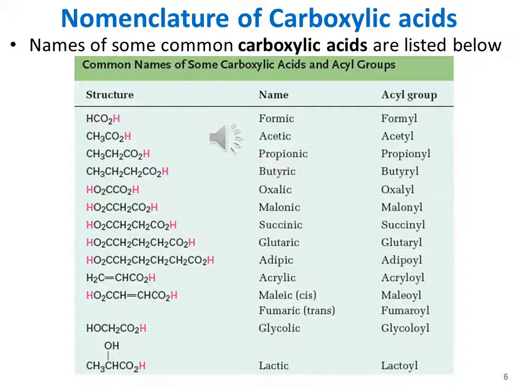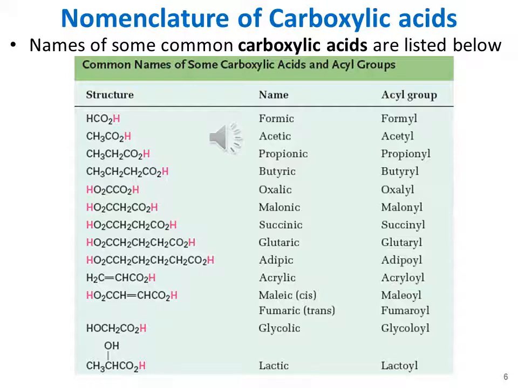Similarly, the carboxylic acid that has four carbon atoms is called butanoic acid. That is its IUPAC name, whereas its common name is butyric acid. When butyric acid loses a proton, the anion is called the butyryl anion. Here I have also shown you the dicarboxylic acids. Dicarboxylic acids are those carboxylic acids that have two carboxylic functional groups. The first one that I have shown is oxalic acid. To remember oxalic acid, malonic acid, succinic acid, glutaric acid, and adipic acid, remember the keyword OMSGA, O-M-S-G-A.